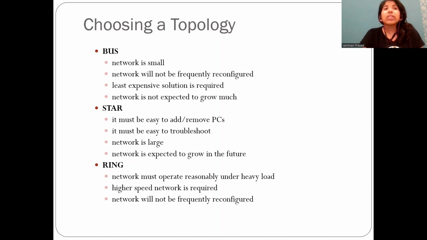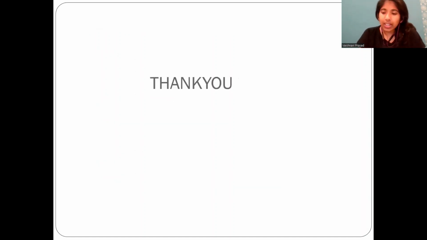And also the other reason is that here the network will not be frequently reconfigured, because we use a large amount of cabling, so it's not reconfigured just as in star. So that's it. That's what topology is all about. Thank you.